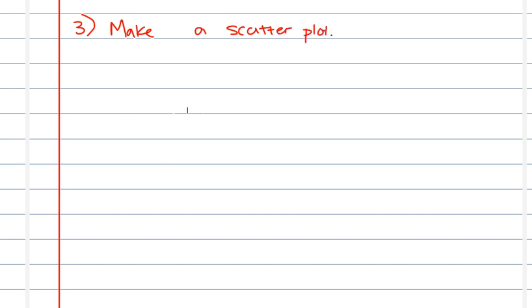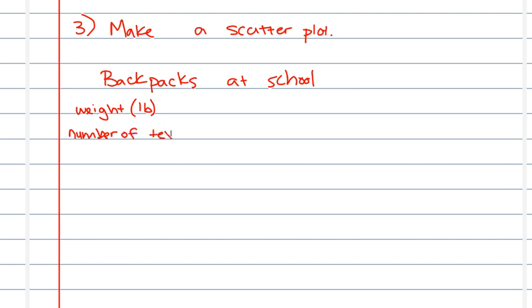So we're going to just draw a quick scatter plot after we look at our data. Our data is about backpacks at school. Our two things are the weight of the backpack, in pounds, and the number of textbooks. We're going to keep this a pretty short scatter plot, so we're only going to do five points.